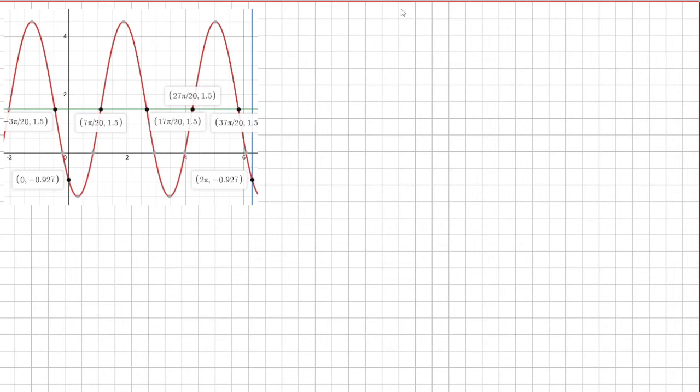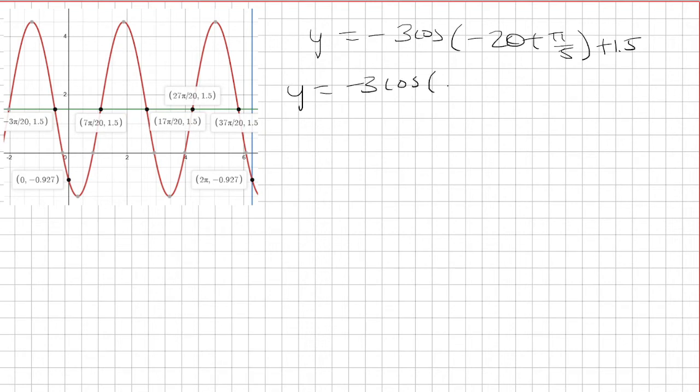We're given the graph of y equals -3 cosine(-2 theta + pi over 5) + 1.5. We want to graph it. So this is the graph of it, but I'm going to show you how to get that. First, I'm going to factor out a -2. So you have -3 cosine(-2(theta - pi over 10)) + 1.5.